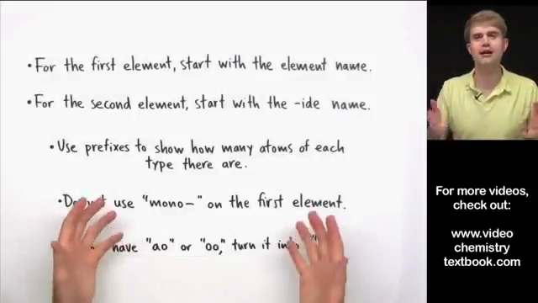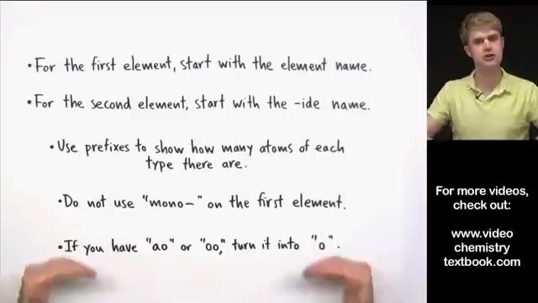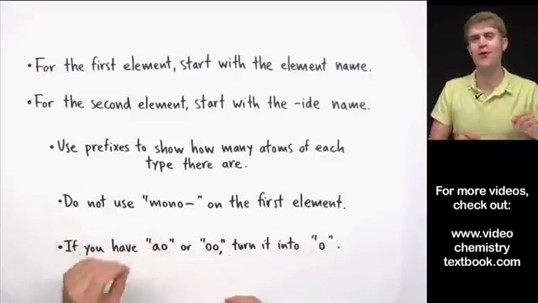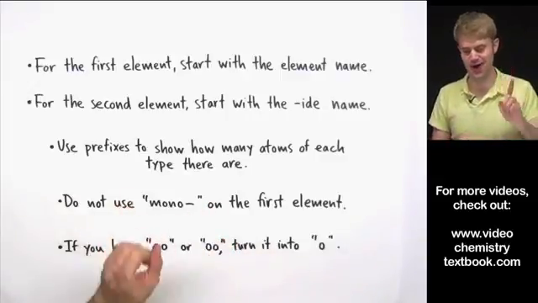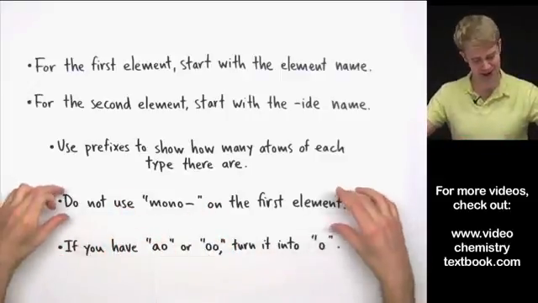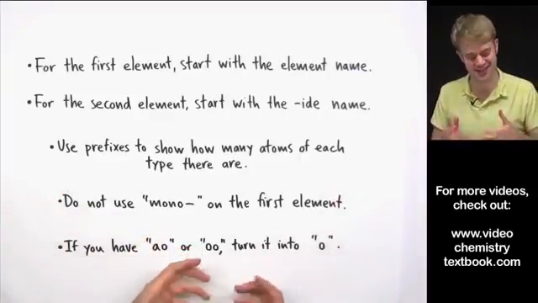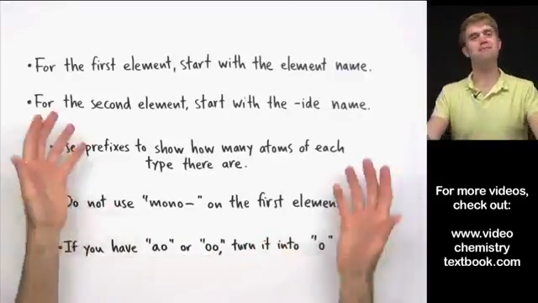So here's how we name covalent or molecular compounds with 2 nonmetals. We just follow each of these steps. One thing to keep in mind, this mono for the first element really confuses a lot of people. So remember not to use mono if there's just one of the first element. Keep this in mind. Try to prevent yourself from writing names that have really awkward pronunciations with AO or OO. Turn it into O. Keep these things in mind. You should be all set.